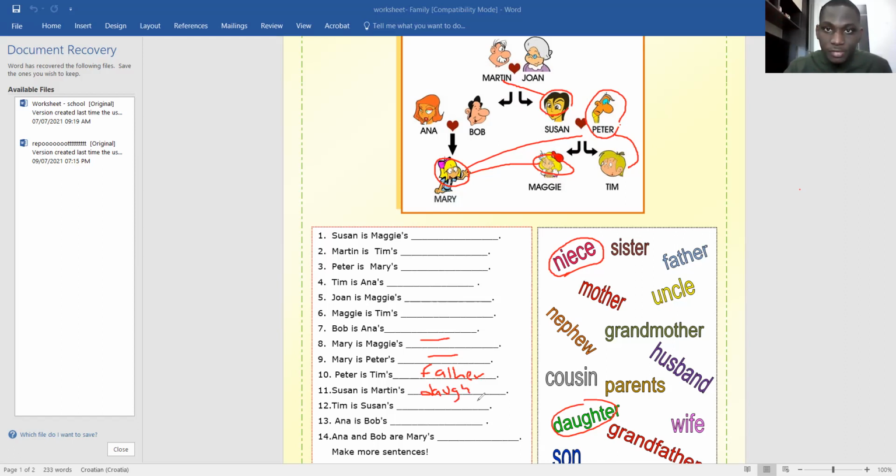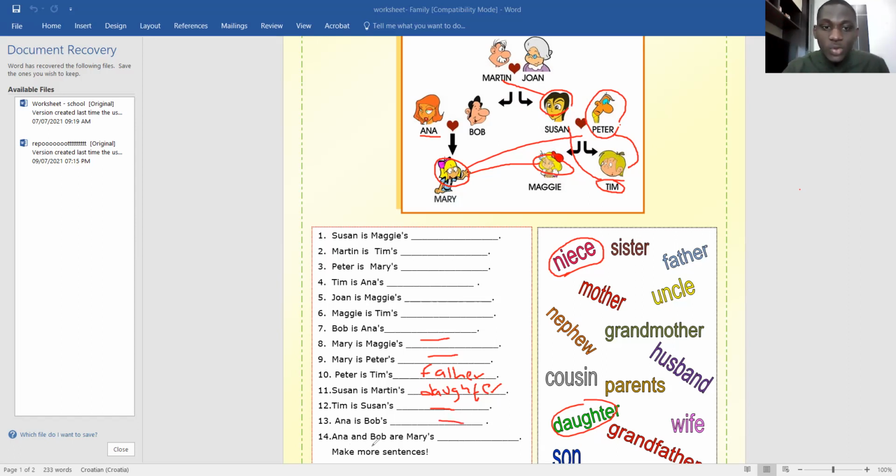Number 12. Tim is Susan's. Look at Tim here. Where is Susan? Tim is Susan's what? Mom, right? Tim is Susan's mom. So you write it by yourself. Number 13. Anna is Bob's. Anna is Bob's what? Anna is Bob's wife. You write it by yourself.